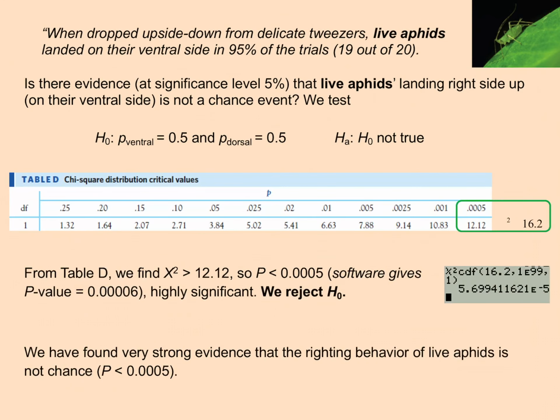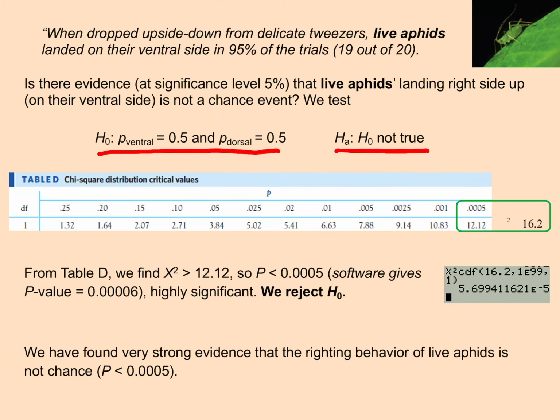So again, when dropped upside down from delicate tweezers, live aphids land on their ventral side in 95% of the trials, 19 out of 20. So our question here is: is this evidence at 95% confidence that live aphids actually control their landing? Kind of like cats, they land on their feet, right? Is this evidence of that? Well, we have our null hypothesis saying the proportion of landings on ventral and dorsal should be equal. The alternative simply says that's not true.